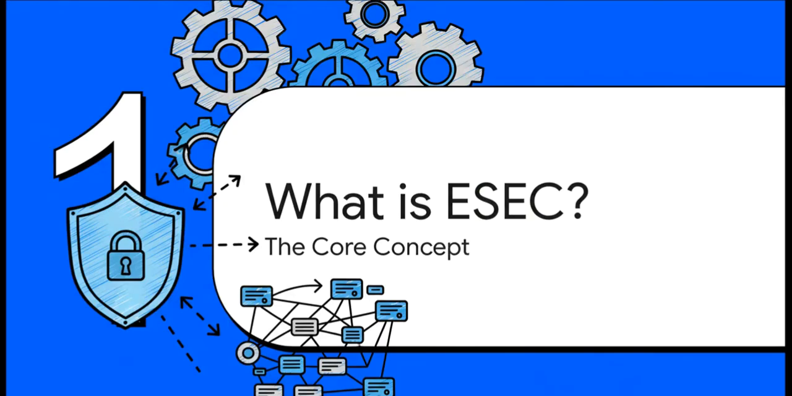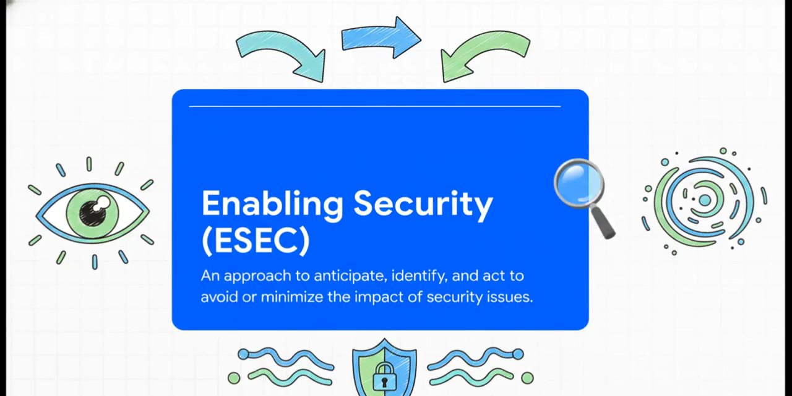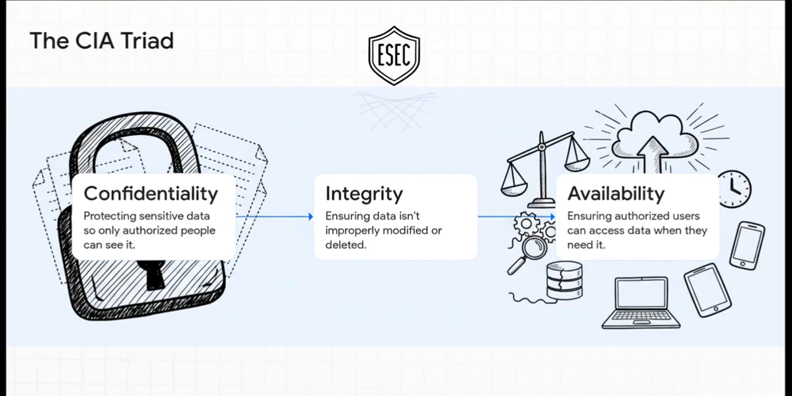Okay, so let's get right to the heart of it. What exactly is this thing called enabling security, at least according to the CMMI framework? Let's take a look. Here's the official definition. It's an approach to anticipate, identify, and act to avoid or minimize the impact of security issues. Now, I want you to really focus on those key words, anticipate and avoid. See, this isn't about cleaning up a mess after a breach happens. It's all about preventing that mess from ever happening in the first place. It's proactive, not reactive.